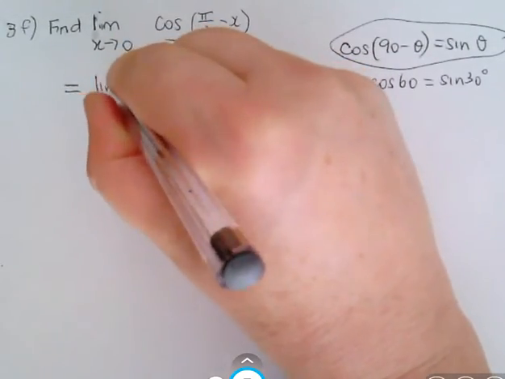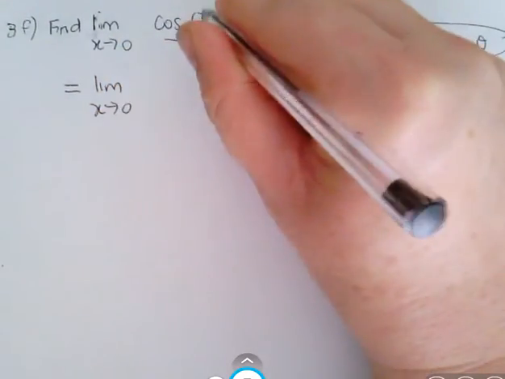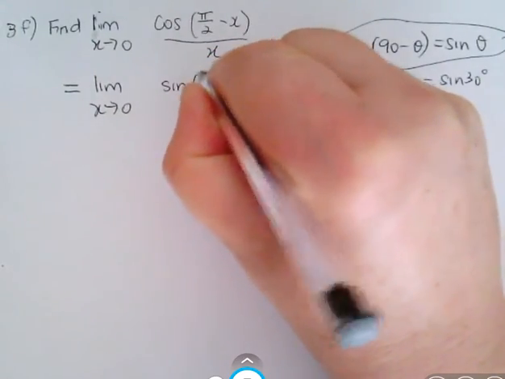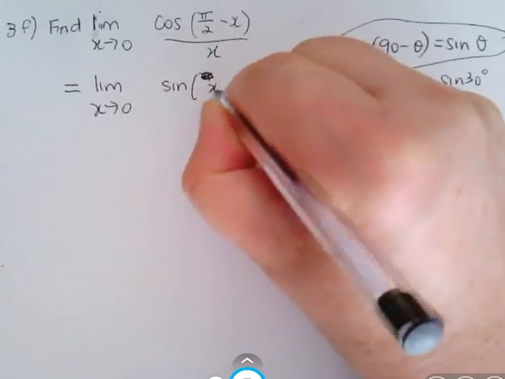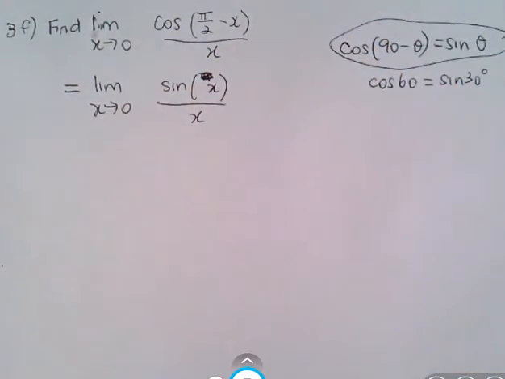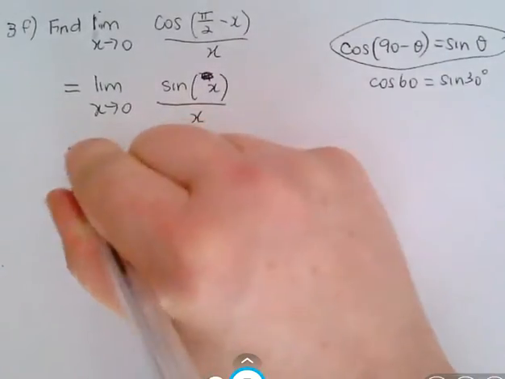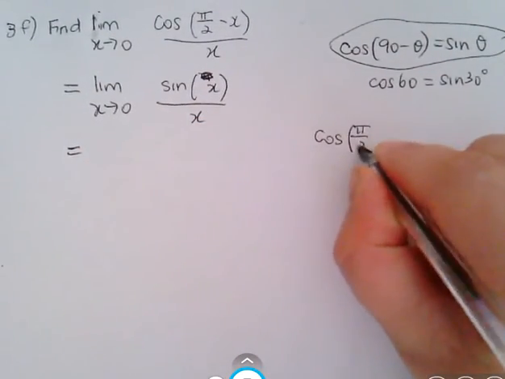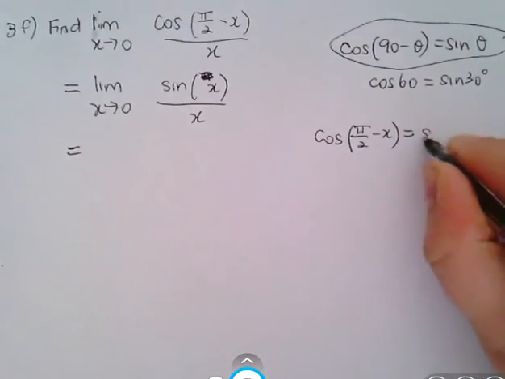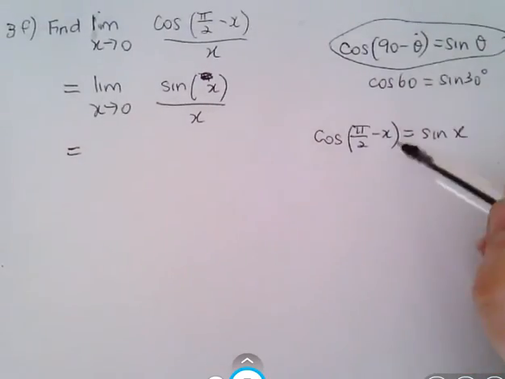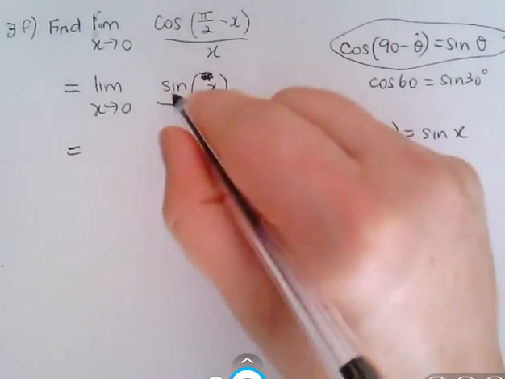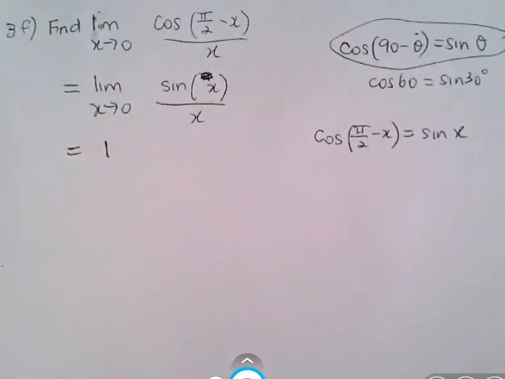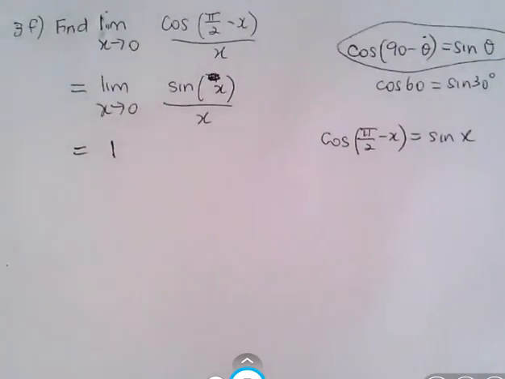So we can replace the cos of 90 minus x, or pi on 2 minus x, with sine of x over x. So remembering that the cos of pi on 2 minus x is sine of x, just using this result up here. So this is just the limit, as x approaches 0, of sine x on x, which we know is 1. Okay.